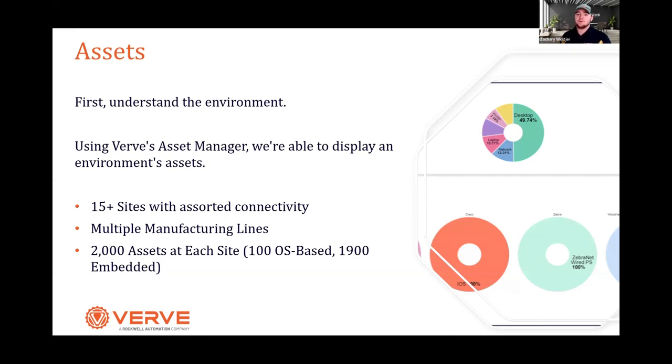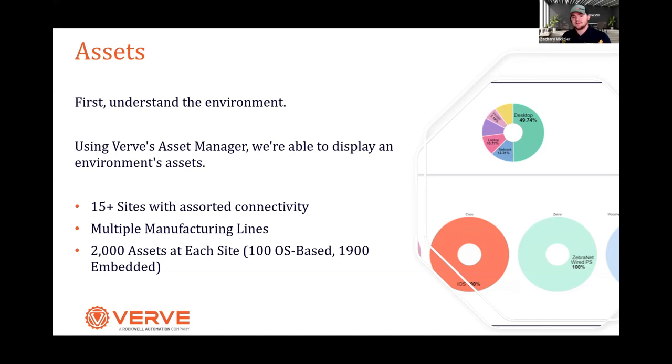Verve is a little bit of a shameless plug here, but we are excellent at asset management and asset inventorying. So we use Verve's Asset Manager to display the environment's assets. After we initially went in and started to gain all of their assets and inventory them, we got approximately 15 plus sites with assorted connectivity. Some of them had connectivity to a corporate network. Some of them were very air-gapped, where it was basically just within that environment and very limited in terms of connectivity.